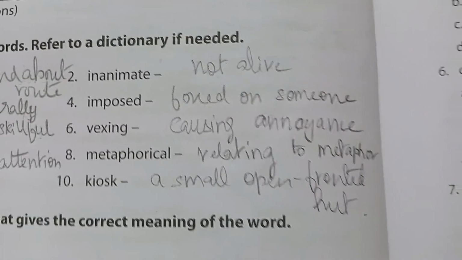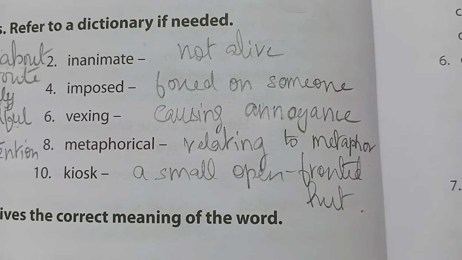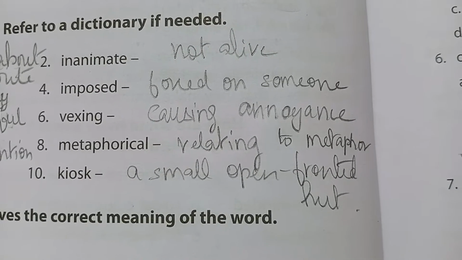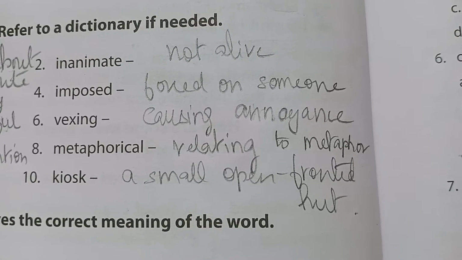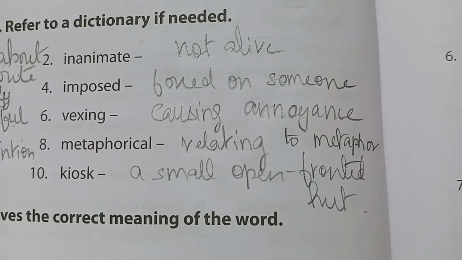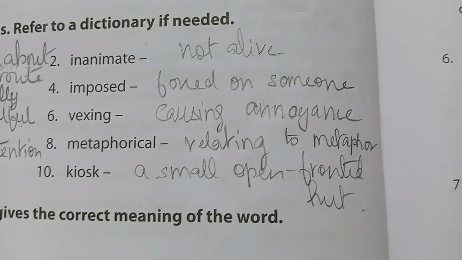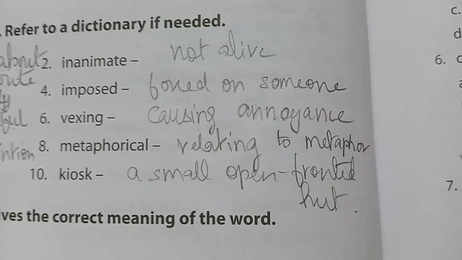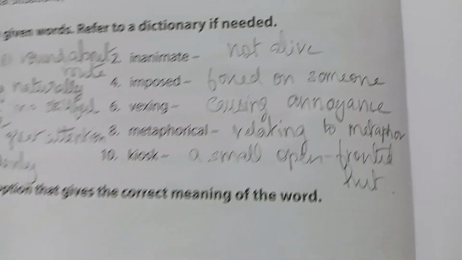And this side, when you see, you can write it. Slowly you just write. Imposed is forced on someone. Vexing is causing annoyance. Metaphorical is relating to metaphor. And kiosk, a small open fronted hut. So this is all about the comprehension part of your section.